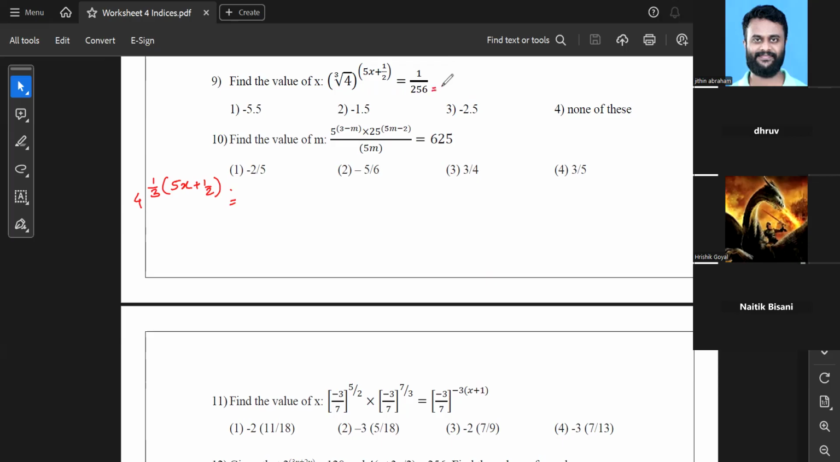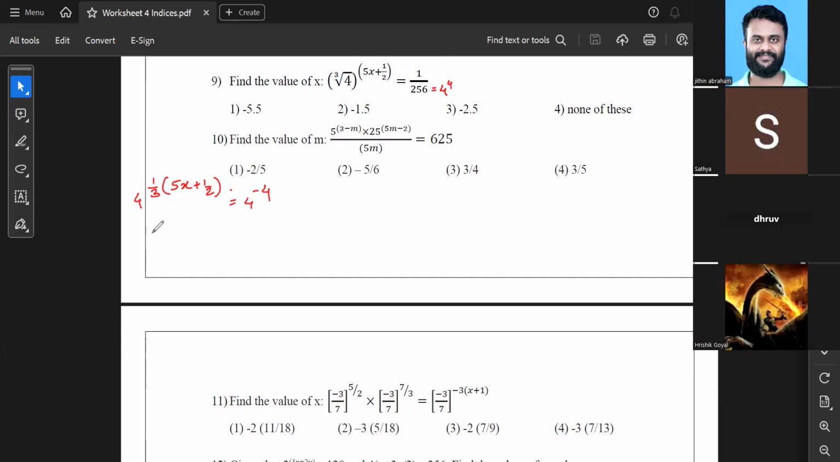1 upon 256 is actually 4 raised to 4. Do you agree? Yes, sir. So 1 upon means 4 raised to minus 4. Do you agree? Yes, sir. That's it, our work is done. 2 raised to minus 8. Yes, sir. 1 by 3 into 5x plus 1 by 2.